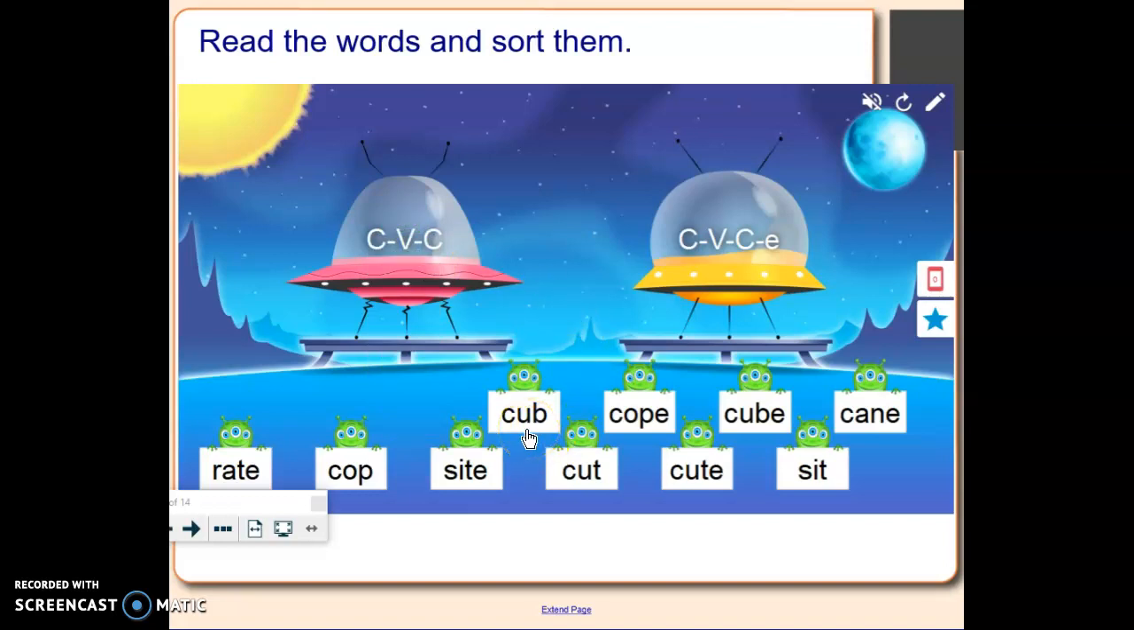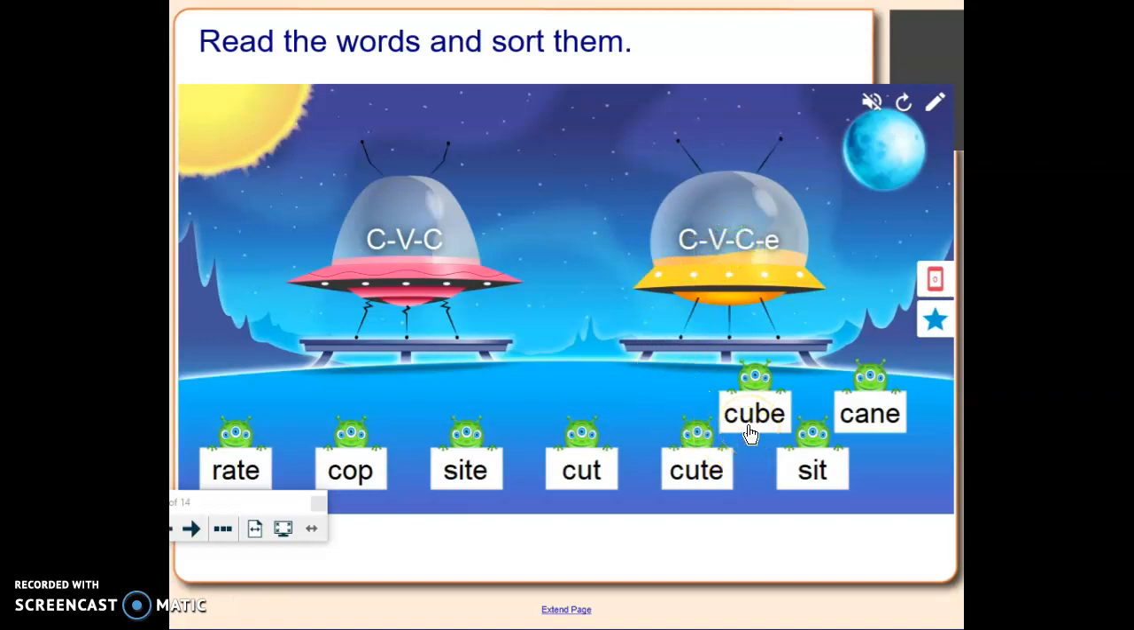How about this word? Cub. Does that have a magic E at the end? No, it does not. Let's sound out this one. Ope. I said the O sound because it does have a magic E at the end. That tells me to change the sound, so I have cope. So I'm going to put this alien with the magic E.